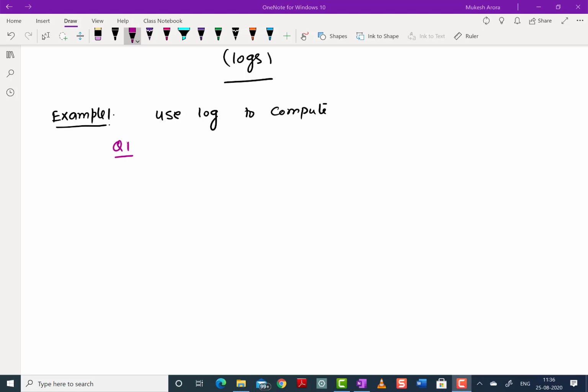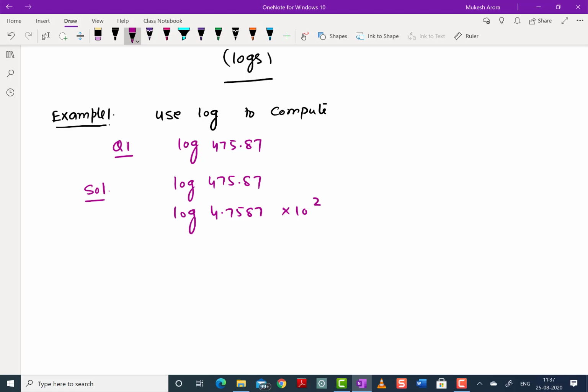Find the value of log 475.87. When the log is given to us, we write the number first as log of 4.7587 into 10 raised to the power 2.